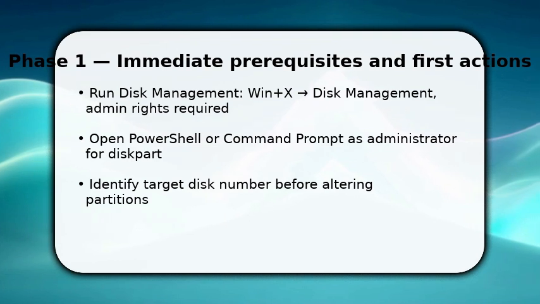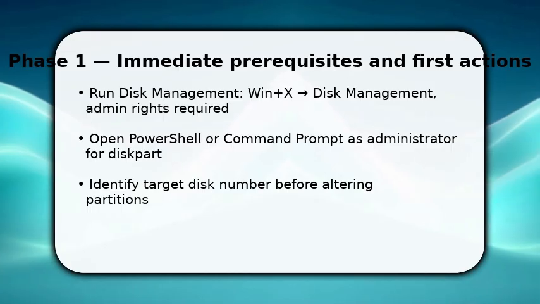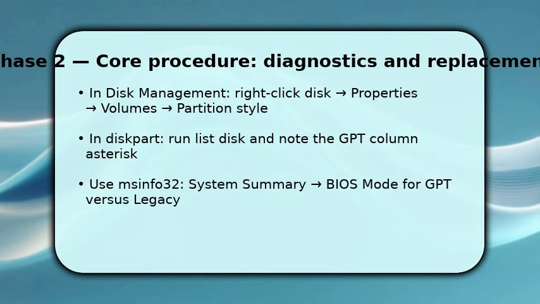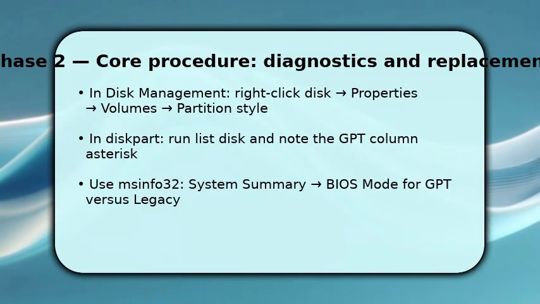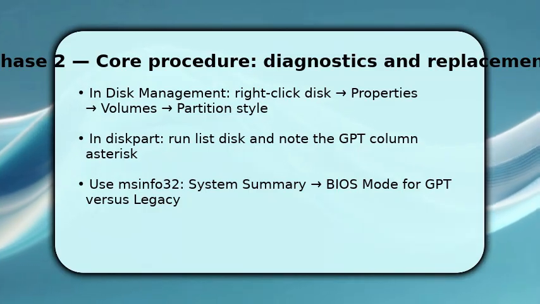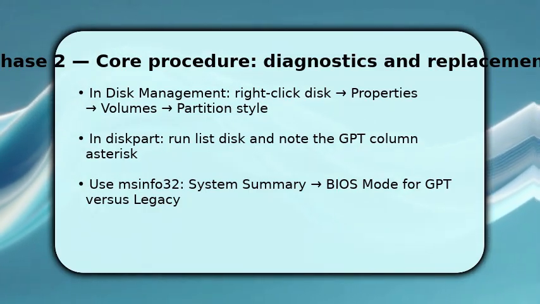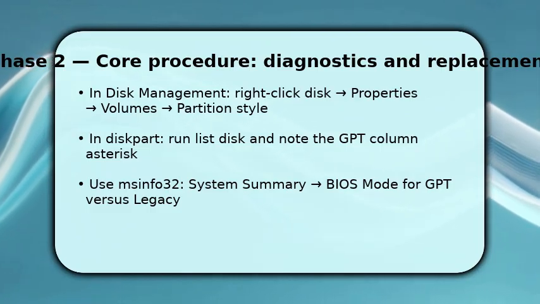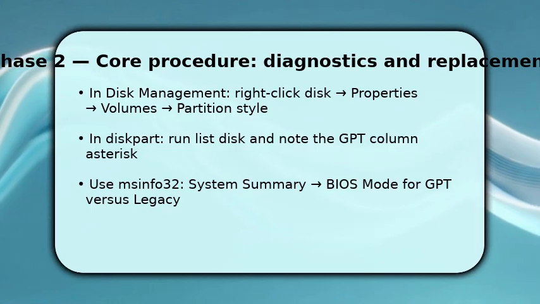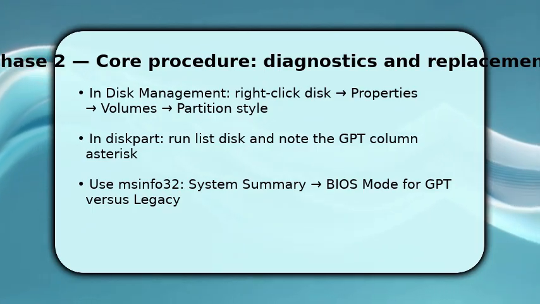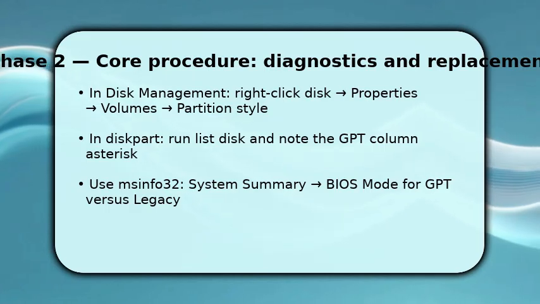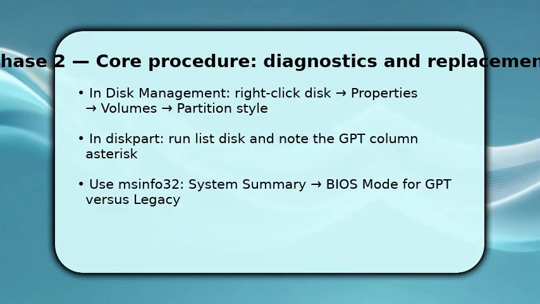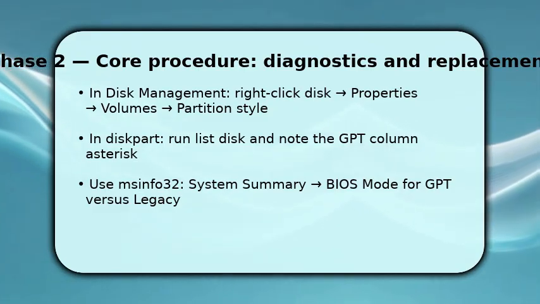You now determine whether the disk is GPT or MBR. In Disk Management, open the Disk Properties Volumes tab. Partition style will show GPT or Master Boot Record. Alternatively, use diskpart. List disk shows an asterisk under the GPT column for GPT disks. No asterisk means MBR. For System Boot Mode, run msinfo32 and check BIOS mode. UEFI indicates GPT boot typical. Legacy indicates MBR boot. These checks explain why some tools and partitioning limits behave differently.